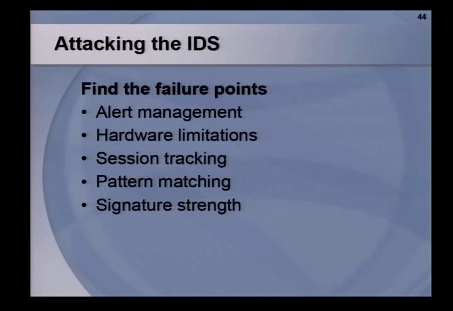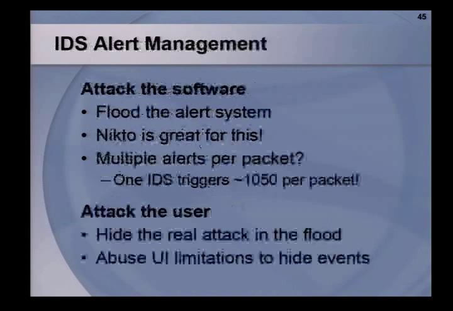I mean, an IDS can only keep track of so many things at a time in memory, and as soon as you get over that level, you can then bypass attacks in that area. And finally, pattern matching and signature strength, where we actually start attacking the PCRE engines and the signatures and the kind of string implementations used by different IDS vendors. So easy: attack the management system, attack the software.